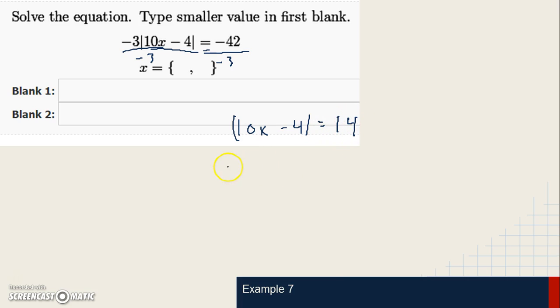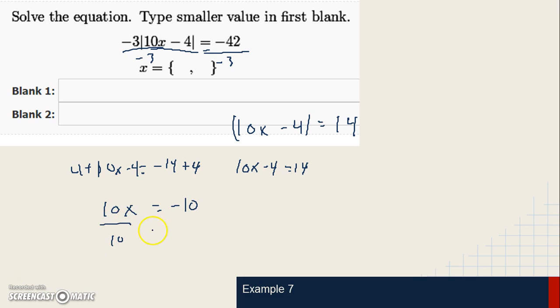We know the two numbers that result in the absolute value of 14 are negative 14 and positive 14. So I'm just going to take what's inside my absolute value bars, set it equal to each of these numbers, and then solve for my variable. Okay, so here it's easier to eliminate this subtraction first. So I'm going to add 4, and what I get is 10x equals negative 14 plus 4, which is negative 10. And I'm going to divide by 10, x equals negative 1.